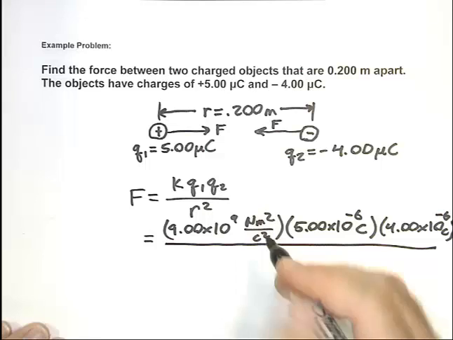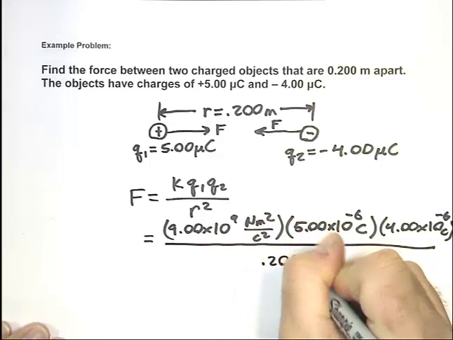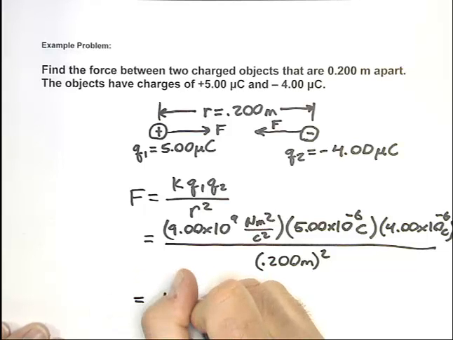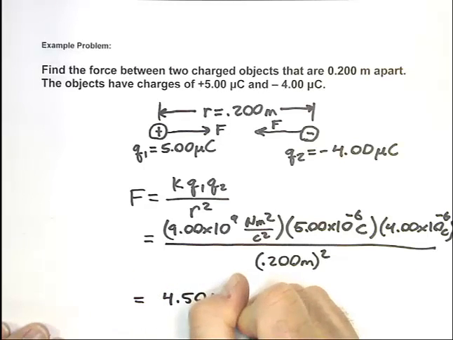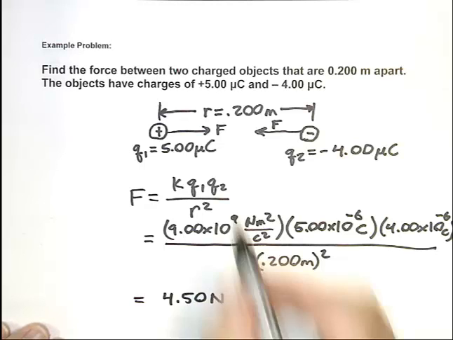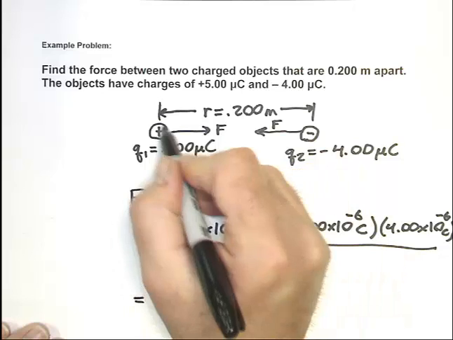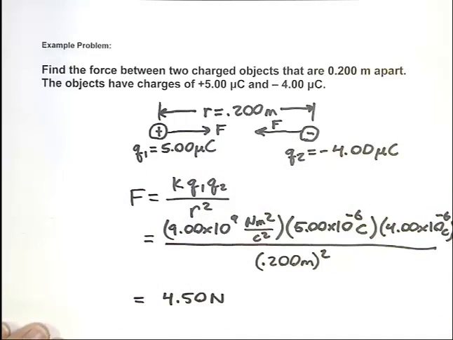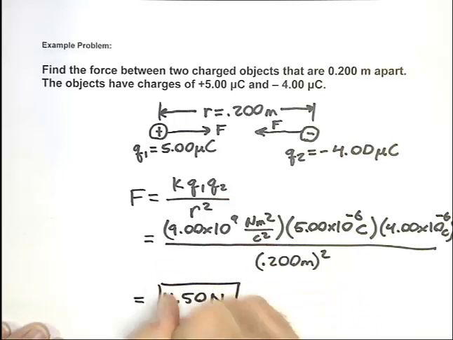Divide the whole thing by the distance between them, squared, and that's all there is to it. Punch this through your calculator, you get 4.50 newtons as the force. Okay? 4.50 newtons acting on this guy to the right, 4.50 newtons acting on this guy to the left. That's the entire example.